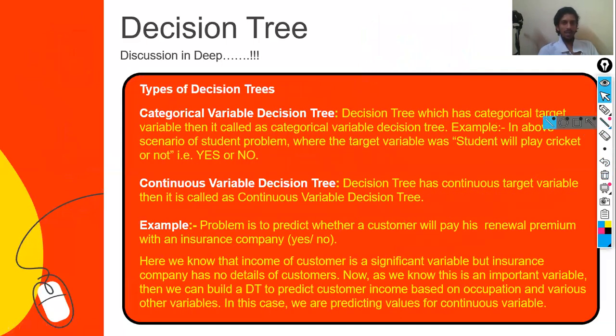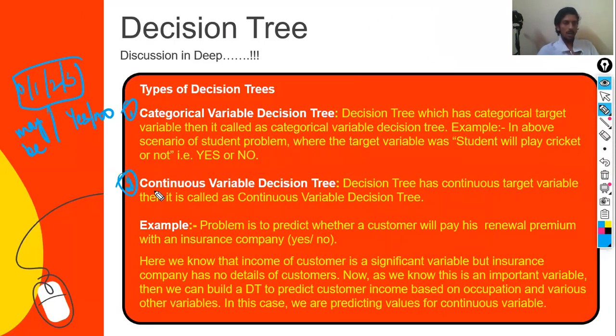Going forward, there are different types of decision trees. The first one is categorical, and the second one is continuous. Categorical basically means yes, no, or maybe types. Now, guys, unlike logistic regression, you need not have only 0, 1. You can have 0, 1, 2, 3, or any number of factors.